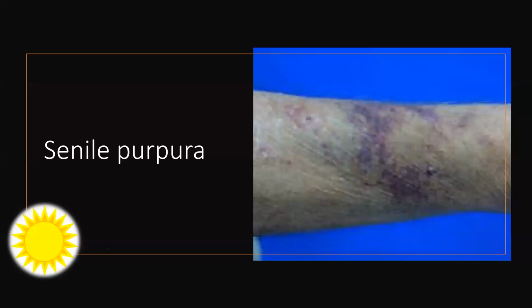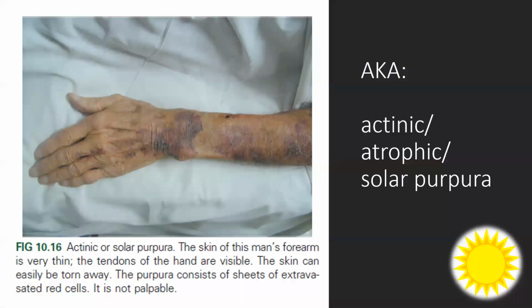So this brings me to a disorder called senile purpura. It's also known as actinic or atrophic or solar purpura. So we see this commonly on the right arm. I don't know if anyone wants to volunteer why we see this type of ecchymosis in senile purpura more commonly on the right arm.